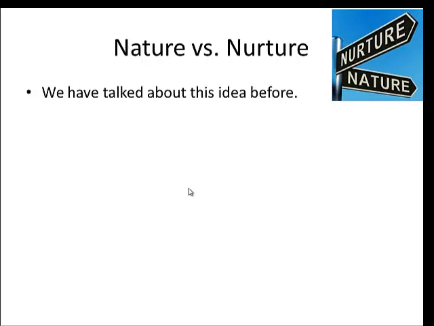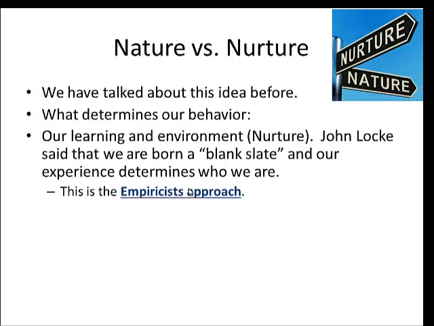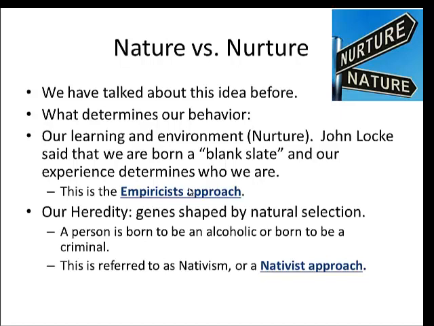So, if we take the idea that we come to the world ready to learn, ready to be influenced, then we say our behavior is caused by nurture. This is known as an empiricist approach. John Locke was a philosopher that is probably best known for his tabula rasa, the idea we come to the world a blank slate, ready to be written on by experience, and that's who we are. Others take a nativist approach, that a great deal of our behavior is determined by our genetics and our genetic influences on our nervous system. A person is born an alcoholic or born to be a criminal. It's who they are. It's their genetics. The nativist approach versus the empiricist approach.